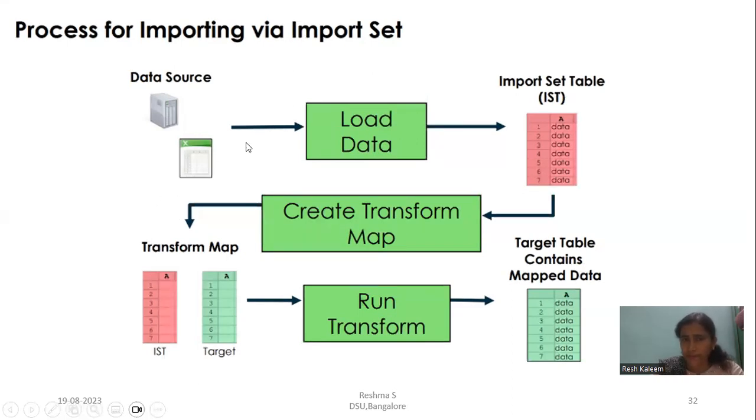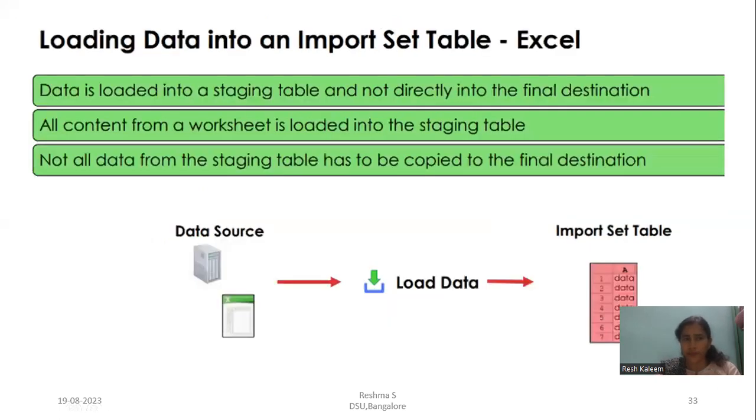For importing the data, the process is like this: start with the data source where we have stored the file, load that file into the system, then load the import set table with the values, create the transform map, then the data will be transformed from the import set table to the target table, then execute or run the transform. Finally, the data will be mapped to the target table. So the target table will now contain the data which has been mapped.